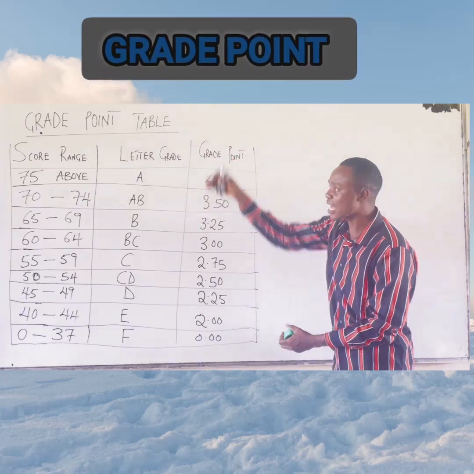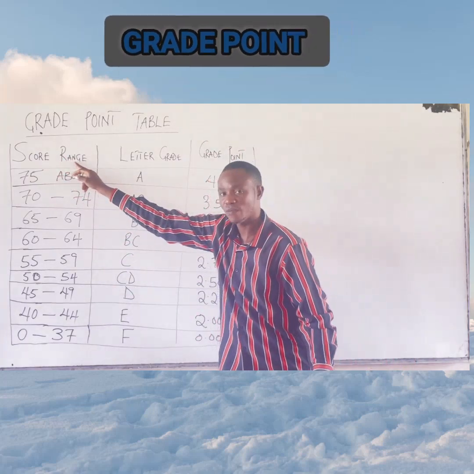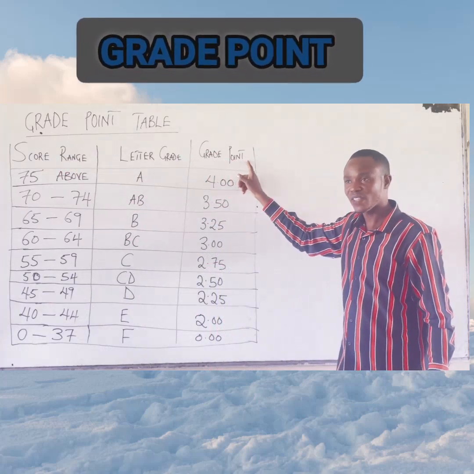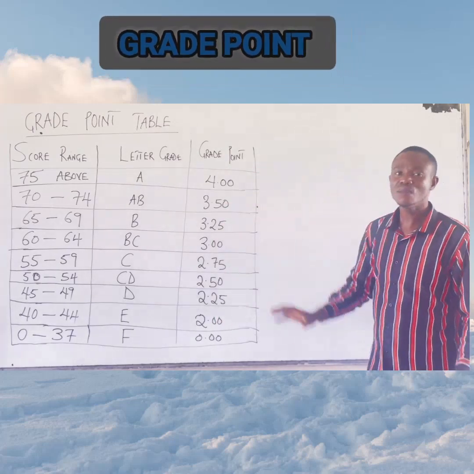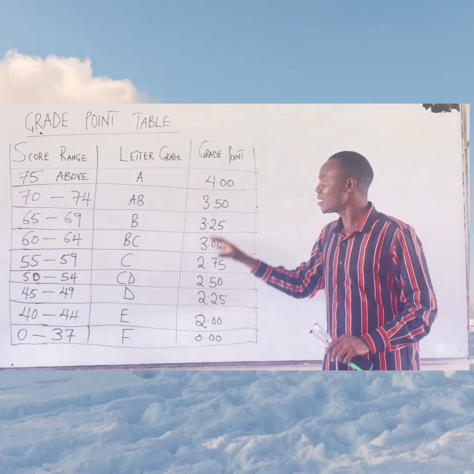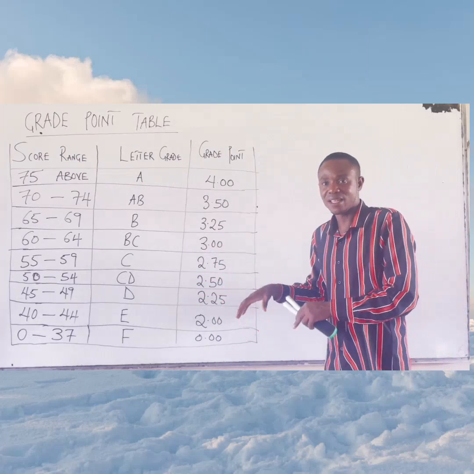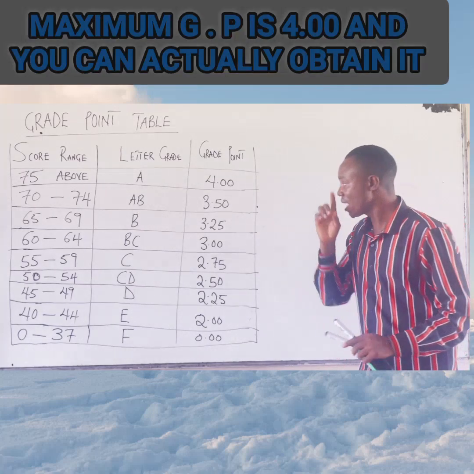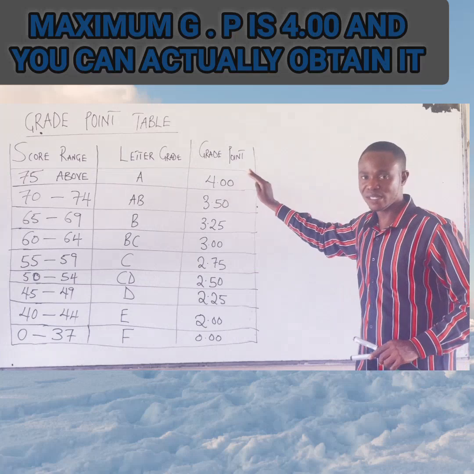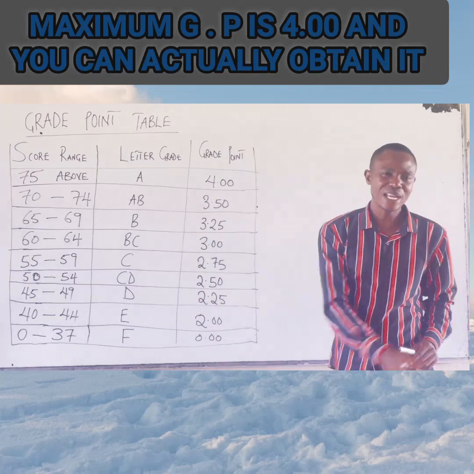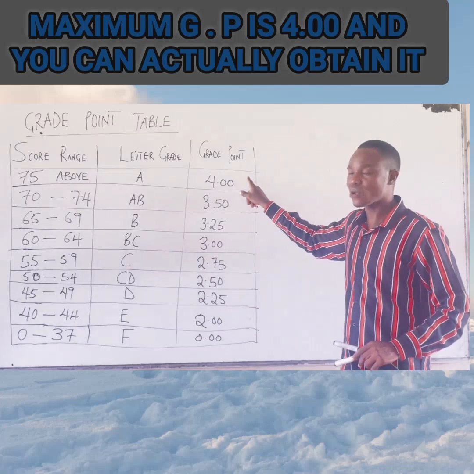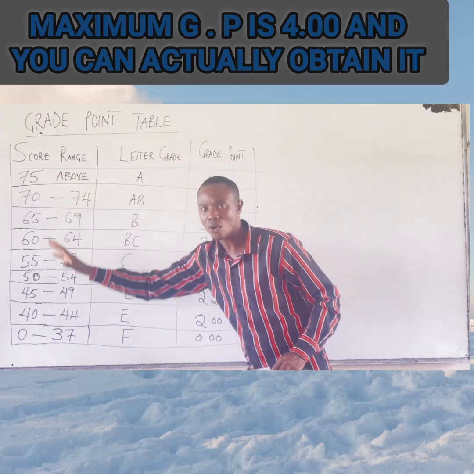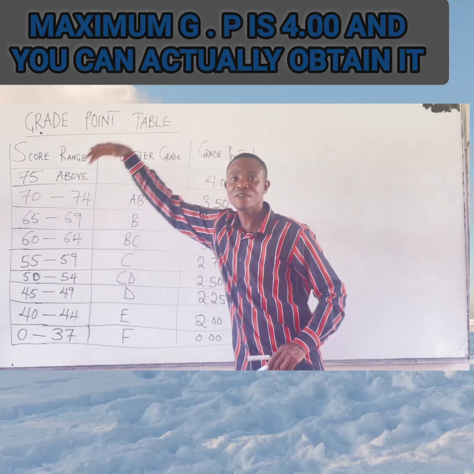This grade point table tells you the score range, the letter grade, and the grade point. Like I said earlier, the maximum result you can obtain in a polytechnic setting like Delta State Polytechnic or Tefiogara, which is our focus for today, is 4.00. No matter what you write, this is the maximum you can get, and you can achieve this if you score 75 and above in all your courses.